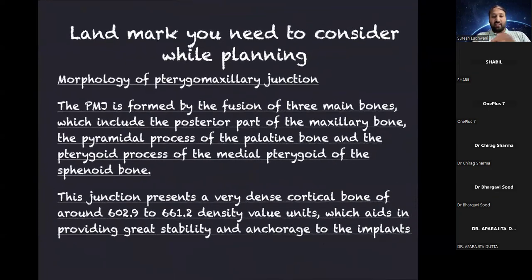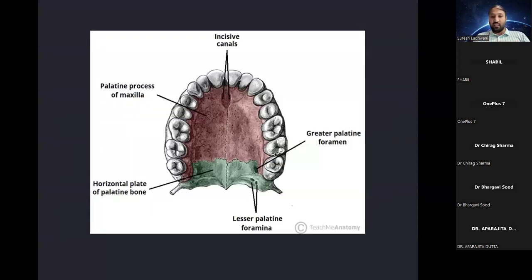Now, this is what I told you, that it is the junction of the three bones. But what I want you to see and read is the last line. This junction presents a very dense cortical bone of around 602 to 661 density value, which aids in providing great stability and anchorage to the implant. So this is why pterygoid implants are considered for immediate implantology. This image which you have seen earlier, I'm just again emphasizing the green part behind the tuberosity and the pterygoid plates. That junction point is something which we need to hit.